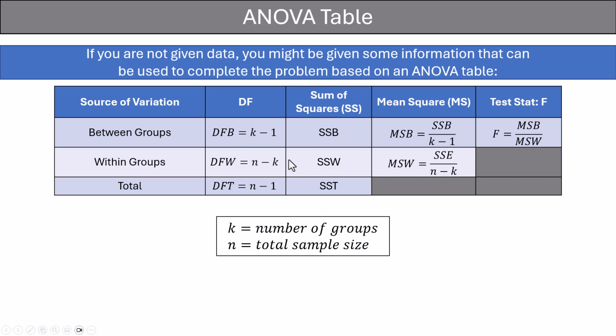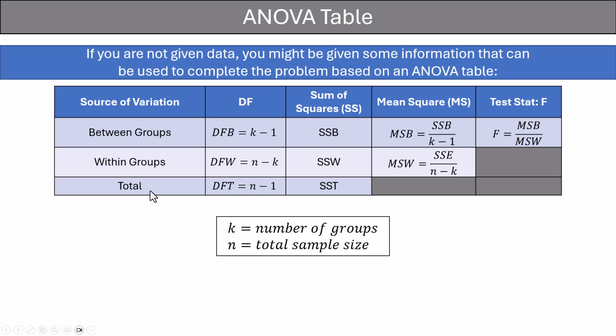We have these sum of squares values. So this is called sum of squares between, sum of squares within, and sum of squares total. You'll never have to calculate these because the formulas for these are pretty nasty. So instead, I will always be giving you some of these.